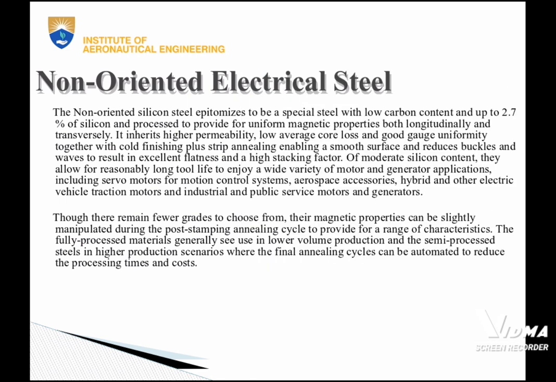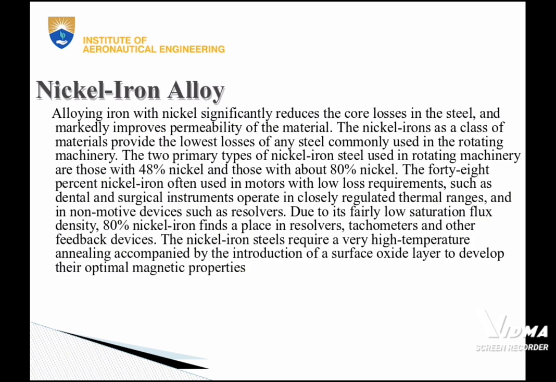Then there are the nickel iron alloys. Alloying iron with nickel significantly reduces the core losses in the steel and markedly improves the permeability of the material. The nickel irons are a class of material providing the lowest losses of any steel commonly used in rotating machinery.